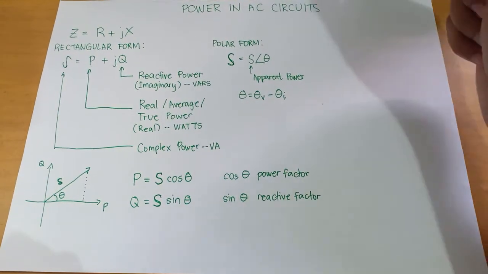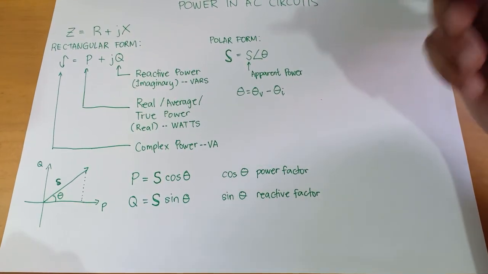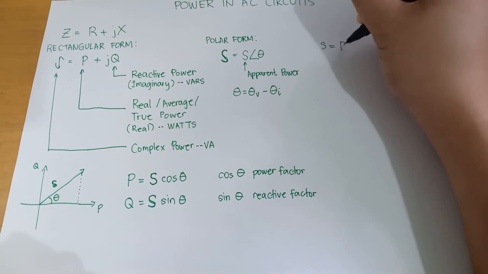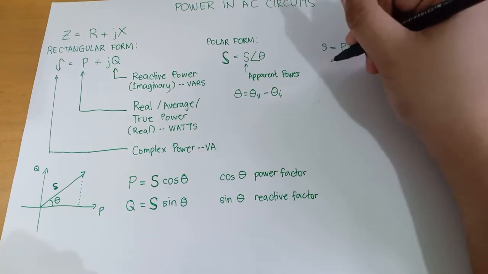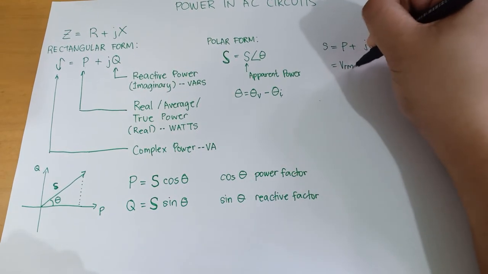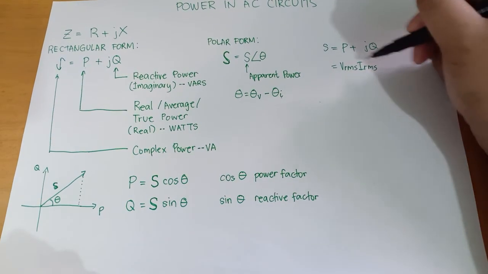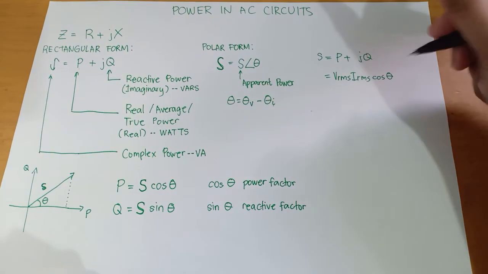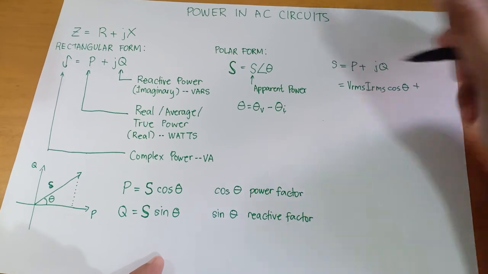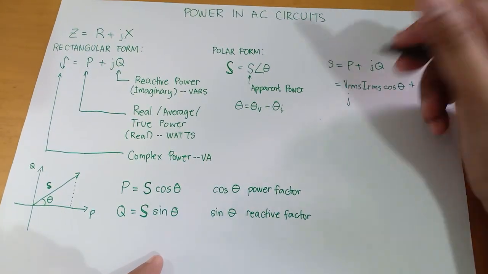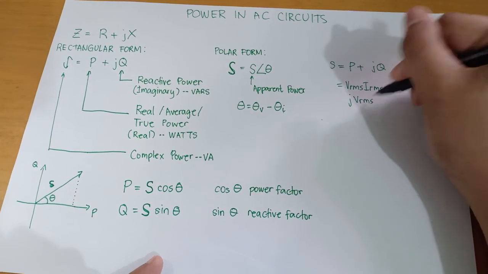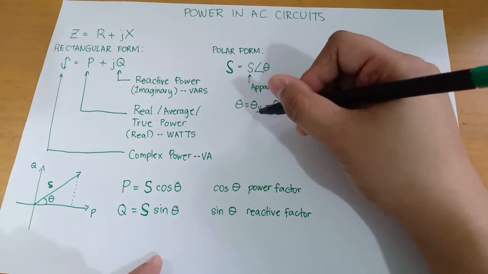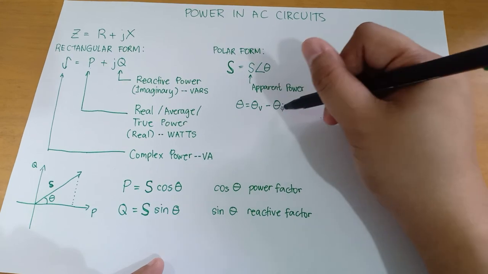If we're going to express power in terms of yung voltage at current, pwede din natin siyang i-express as V_RMS, I_RMS, so, voltage times current, cosine theta, plus jQ. J times V_RMS times I_RMS sine theta, wherein theta is yung angle sa voltage minus angle sa current.